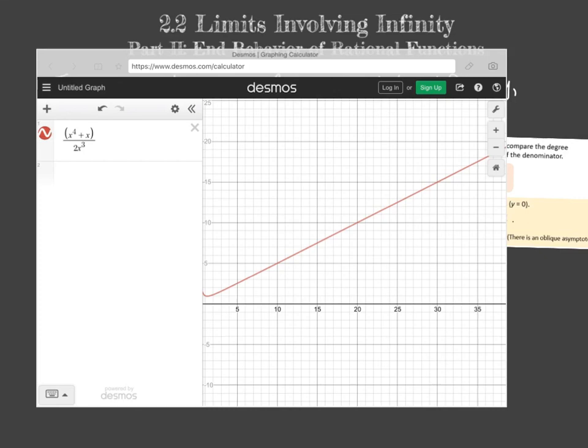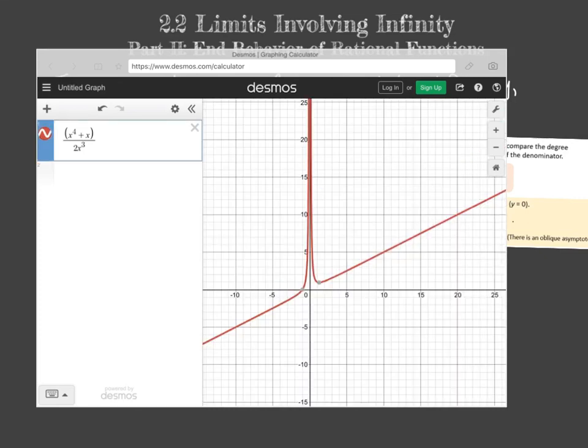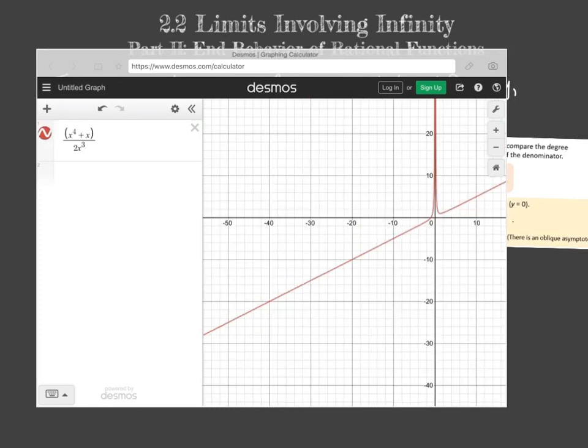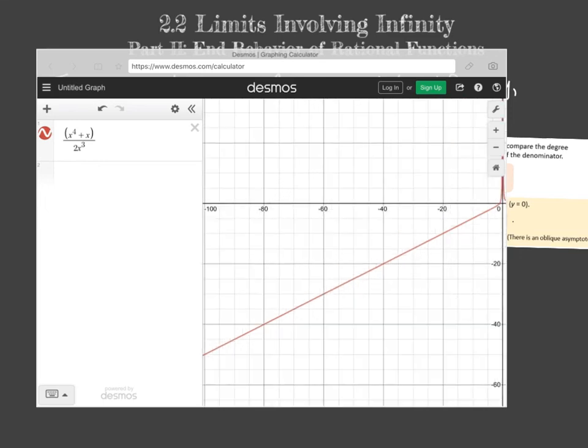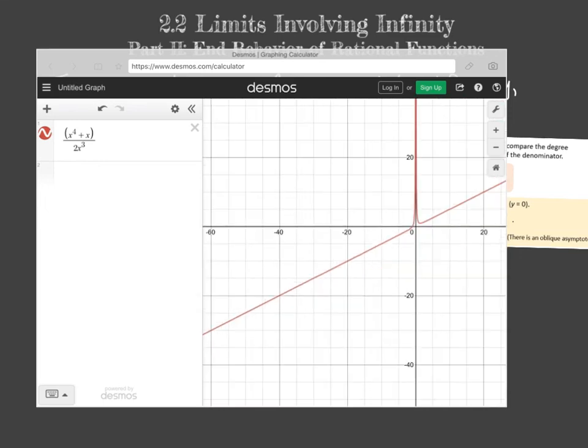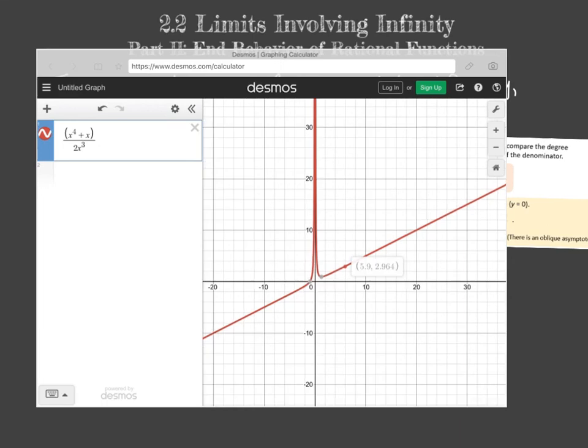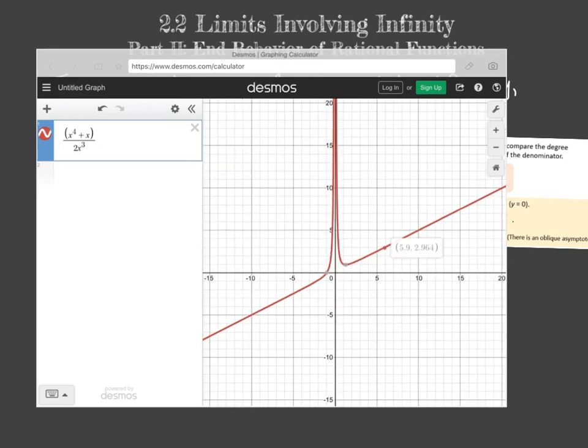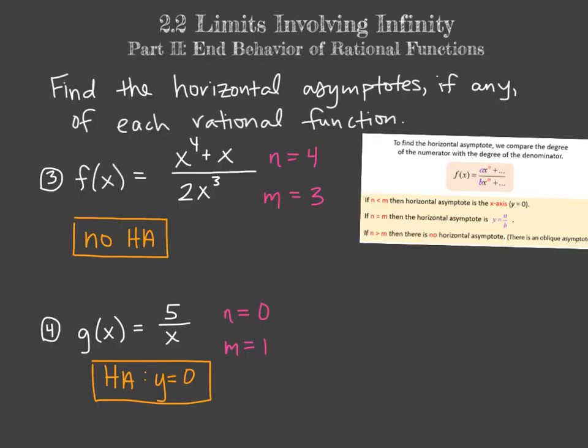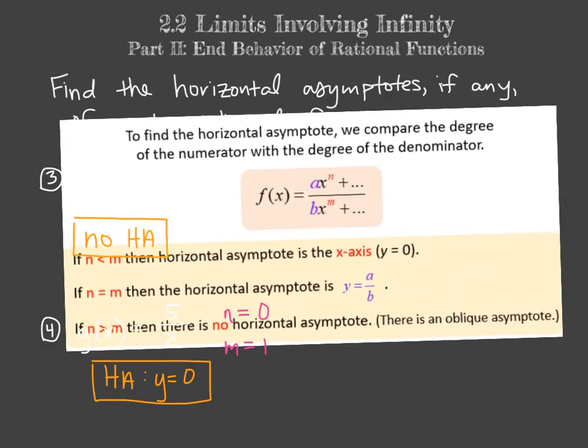And then if we look to the left, it also is not bounded by any horizontal line in the same way. So that's why we would say this type of graph here, this rational function, does not have any horizontal asymptotes. And that is the end of this video. Part 2, finding the end behavior, aka the horizontal asymptotes, if there are any, of rational functions using these 3 handy-dandy rules.